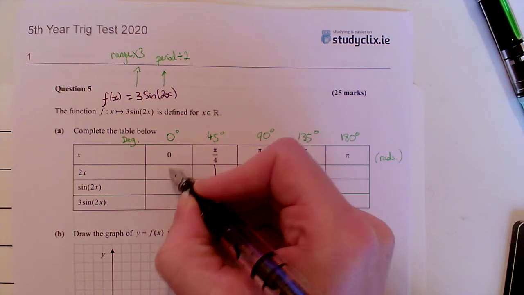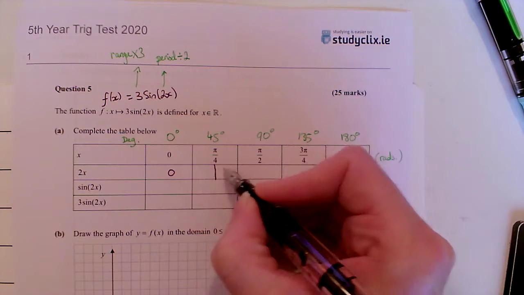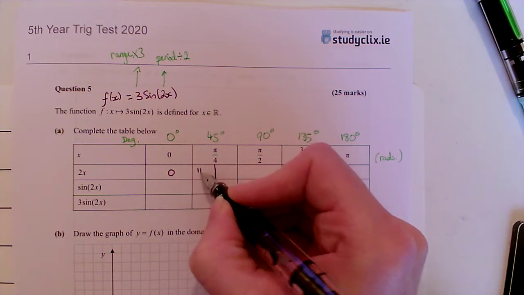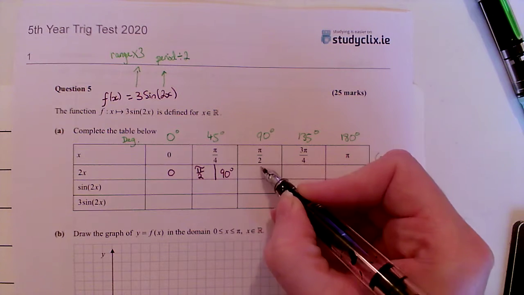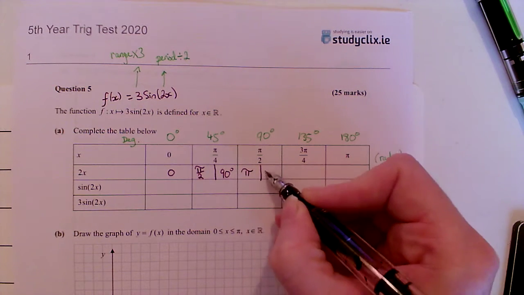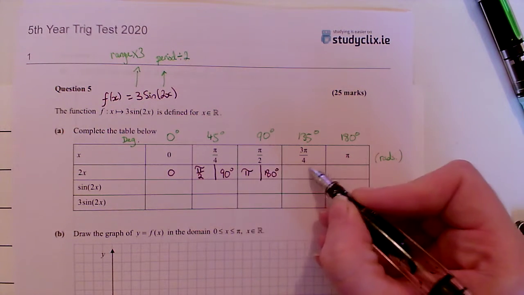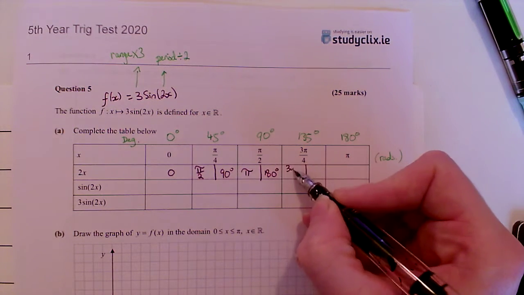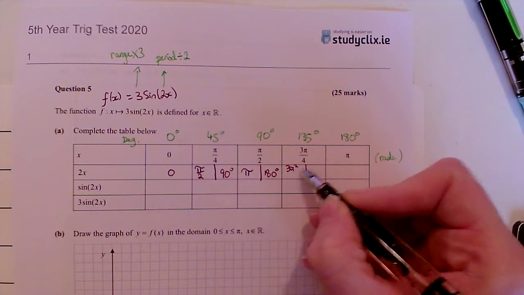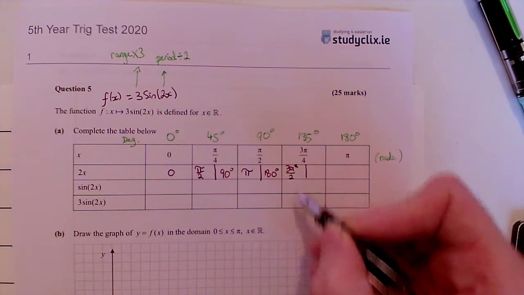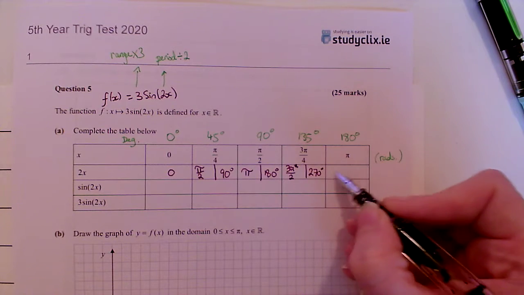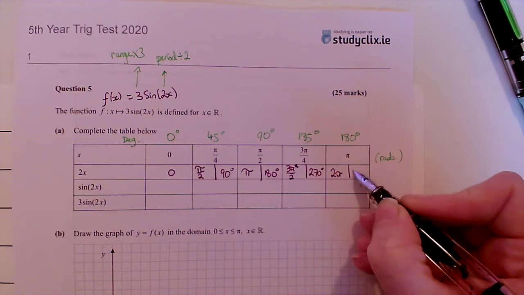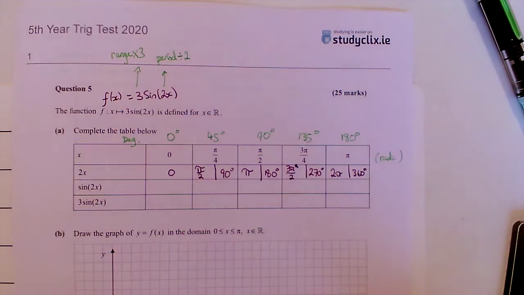Well, this is going to be the same anyway, so that'll be 0. And in radians, this would be pi over 2. And you can just use your calculator to do that, or 90 degrees. This would be pi, or 180 degrees. This would be 3 pi over 2, or 270 degrees. And this would be 2 pi, or 360 degrees.